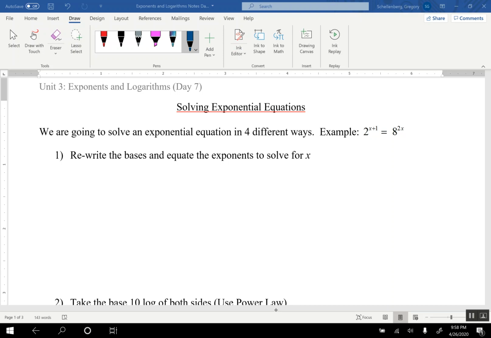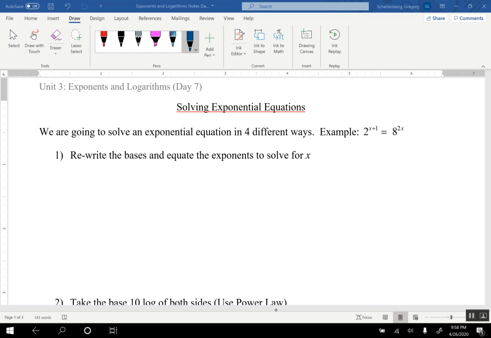Okay, so we are on to day 7 of our Exponents and Logarithms unit, and we're looking at solving exponential equations today. We've done a little bit of this, and we're coming back to it again, and we'll look at some new ways of solving exponential equations. So to begin, we're going to look at solving an exponential equation in 4 different ways.